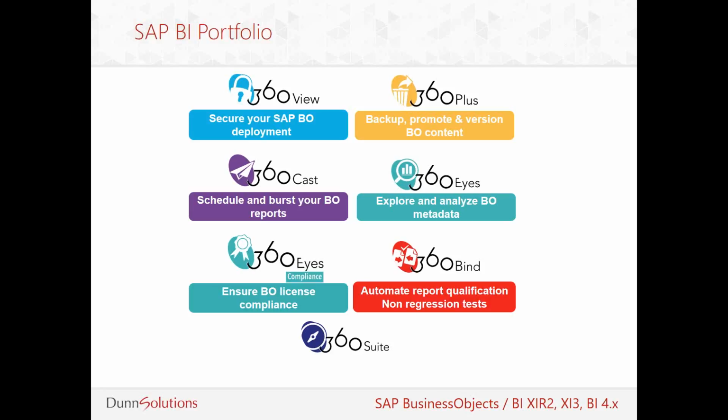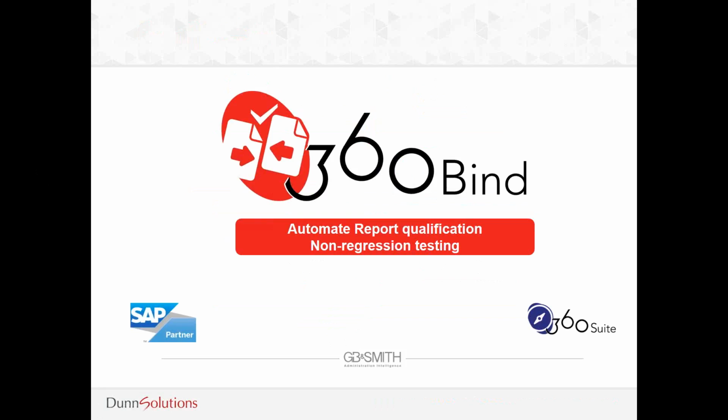360 Eyes is what we all now term as BI on BI, right? So explore and analyze your BO metadata, used and non-used, GRC, and impact analysis, including BW and data services. And then last but not least, 360 Eyes Compliance, which is insurance that your BO license is in compliance.